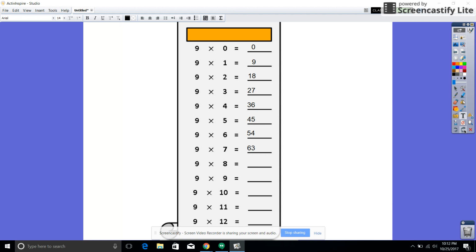9 times 7 is 63. 9 times 8 is 72. 9 times 9 is 81. And 9 times 10 is 90. Now, before we go on to 9 times 11 and 9 times 12, I want to highlight something for you.